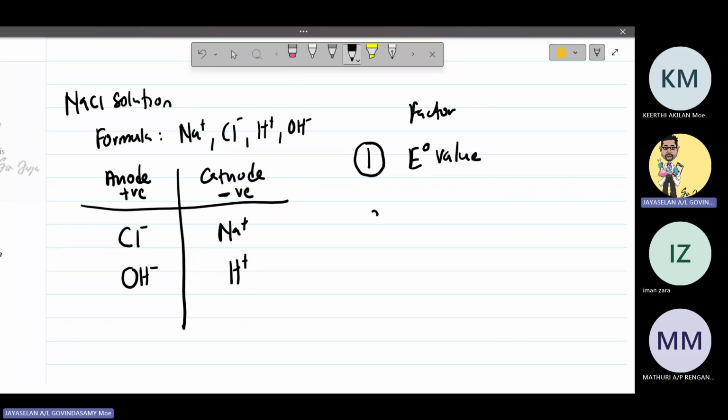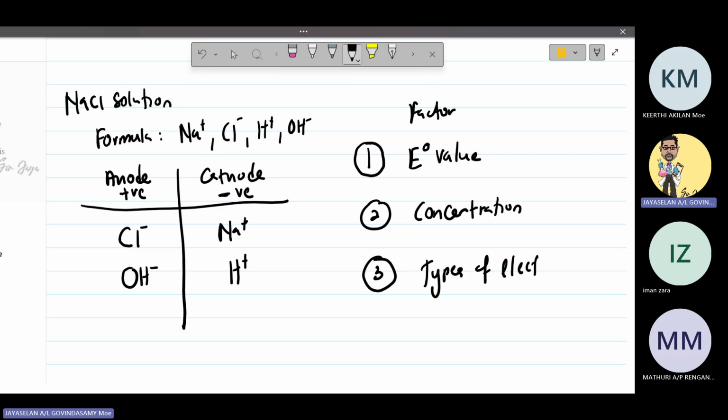Nilai E naught. Factor 2 adalah apa? Kepekatan, or we put what? Concentration. Factor 3, type of electrode, jenis electrode. Kalau ada dua ion at anode, two ion at cathode, you must refer the factor. Any question? Okay, so saya nak ajar macam mana nak cari factor.